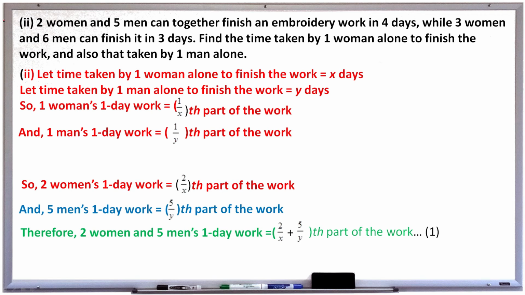Question number 2. 2 women and 5 men can together finish an embroidery work in 4 days.